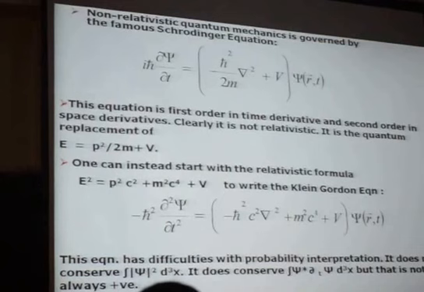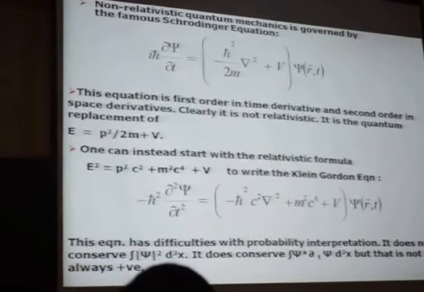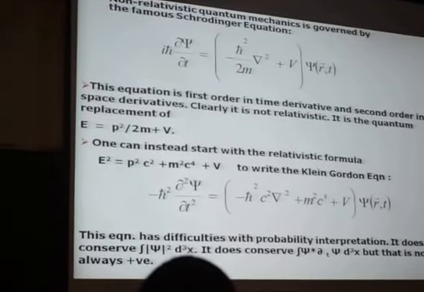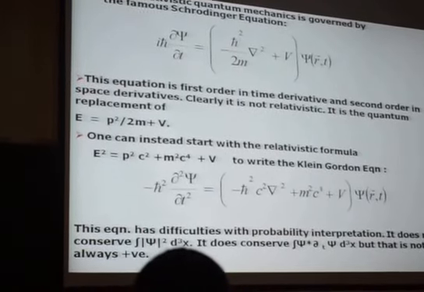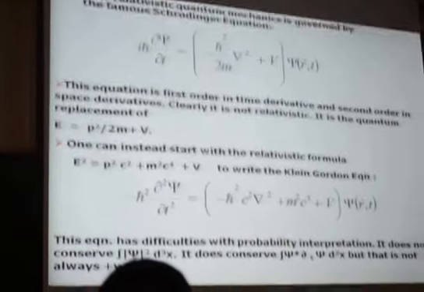So there is something else which is time invariant, that is psi star dt psi. You can show that this is time independent, but this is not always positive. Sometimes it's positive, sometimes it's negative. Therefore, it's not a candidate for probability, which cannot be negative. So there were problems in using this equation.